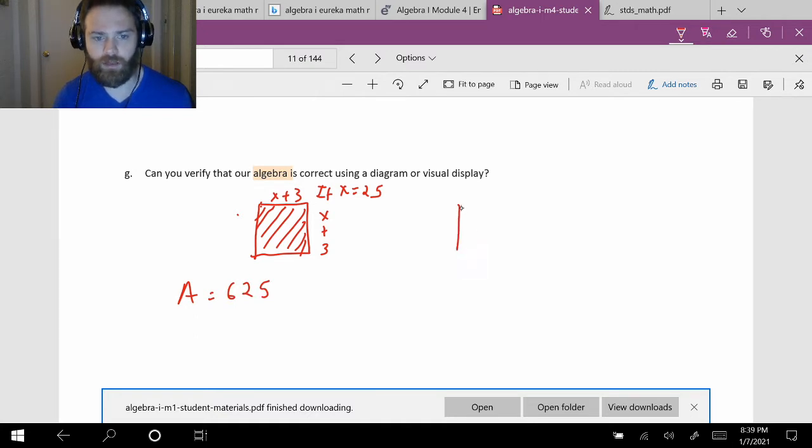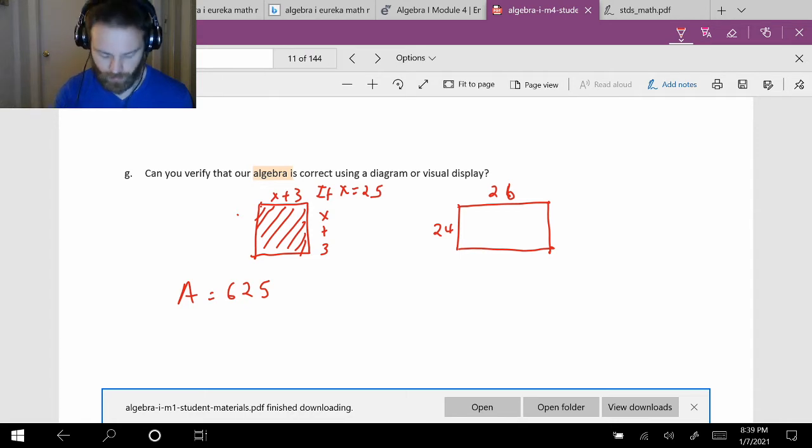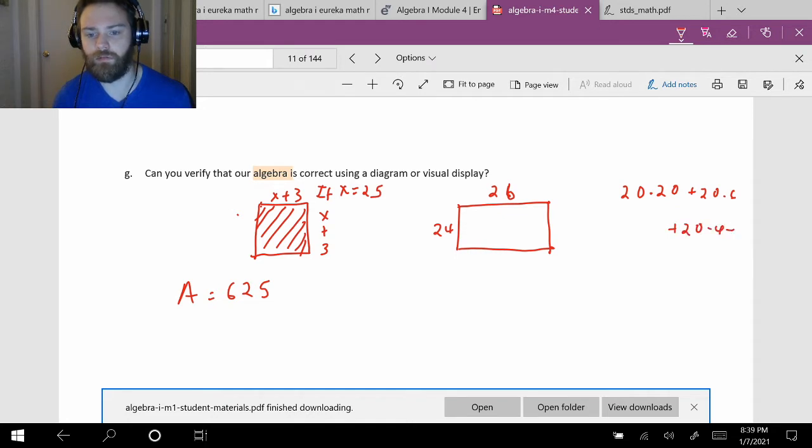But for the other area, I'm going to take one side length and add one and then subtract one from the other side. So this would make this 26, and this would make this 24. So if I do that calculation, I've got 20 times 20 plus 20 times 6 plus 20 times 4 plus 6 times 4. That's what that is. So it's going to be 400. So 26 times 24 is what I'm trying to calculate.